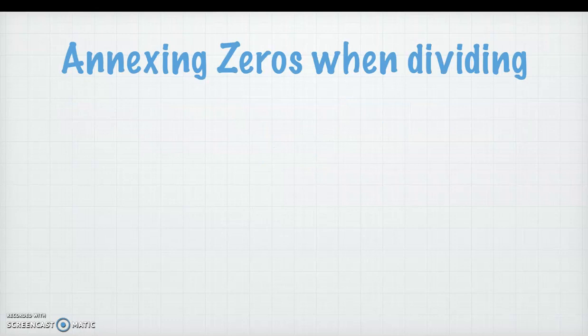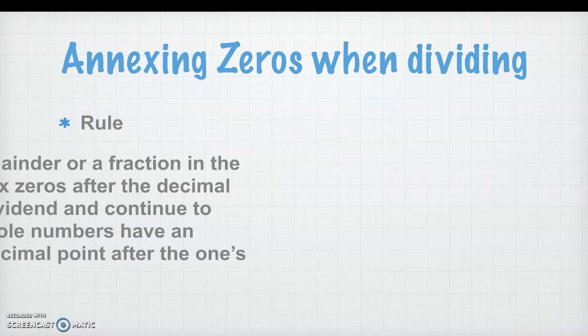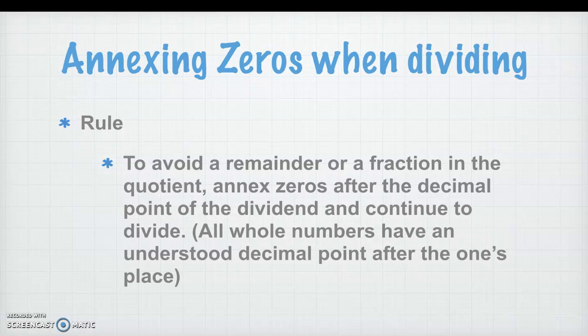So the rule says, as we are annexing zeros when dividing, to avoid a remainder or a fraction in the quotient, annex zeros after the decimal point of the dividend and continue to divide. So we are going to continue to divide even though we have a remainder by doing what? By annexing zeros. In the parentheses it says all whole numbers have an imaginary decimal point after the ones place. So when I am showing you an example, my first step is going to be adding that imaginary decimal point to my dividend. So let's move on to my example.